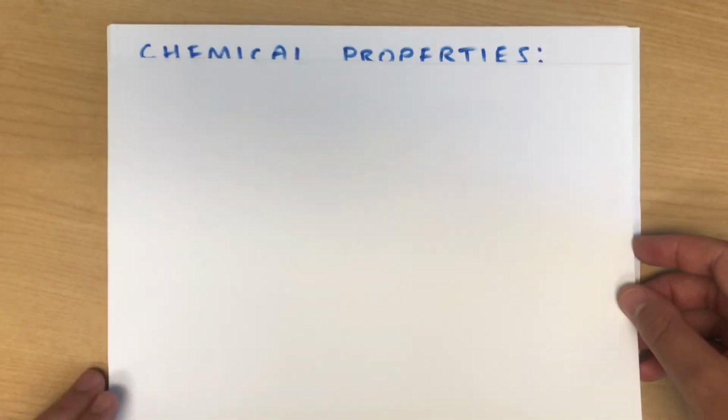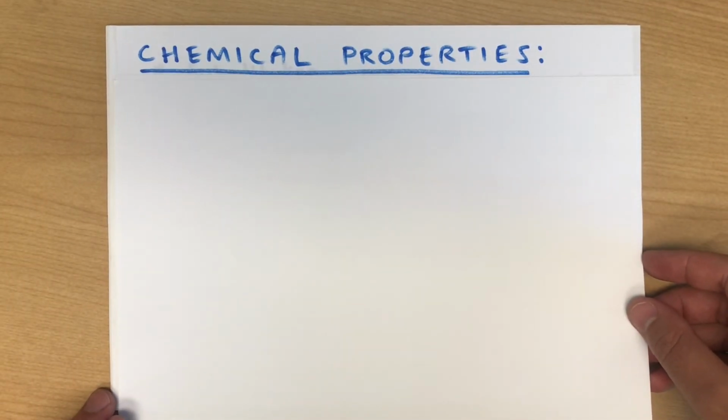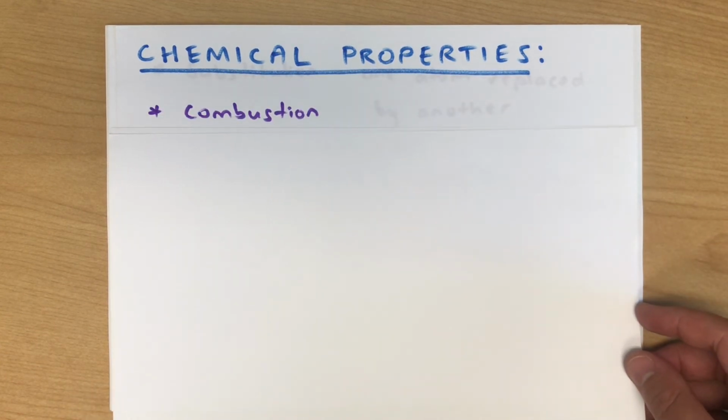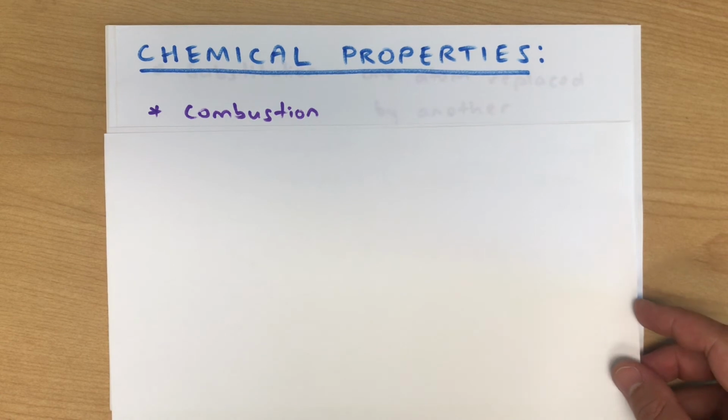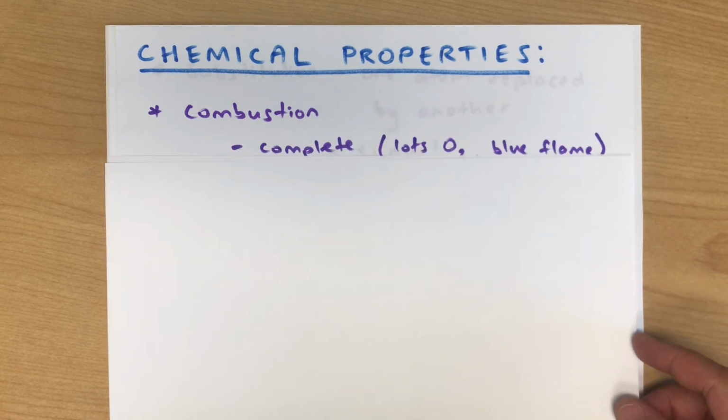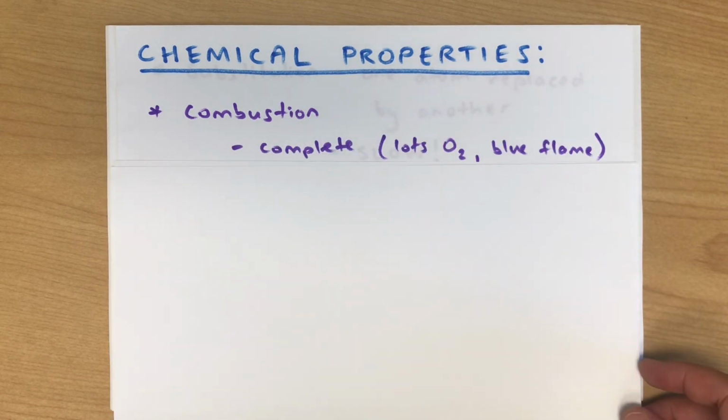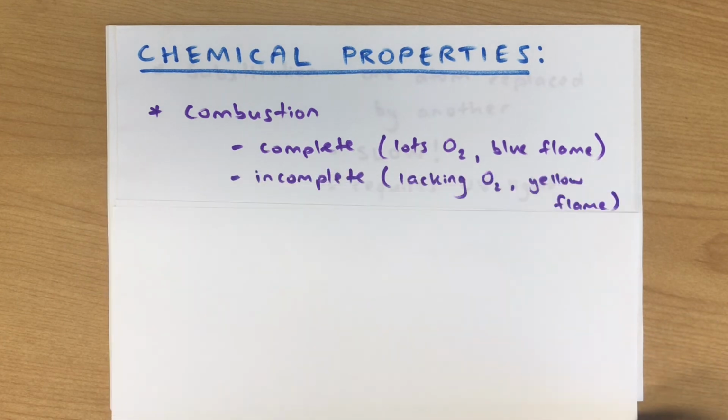Let's have a look at the chemical properties of alkanes. So one thing that alkanes can do is they burn. They undergo combustion. There's 2 types of combustion they can undergo. Complete combustion, where there's lots of oxygen gas and a blue flame, or incomplete combustion, where there is insufficient oxygen gas and we get a yellow sooty flame.